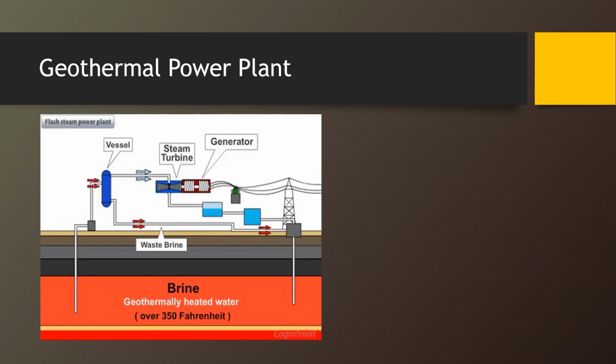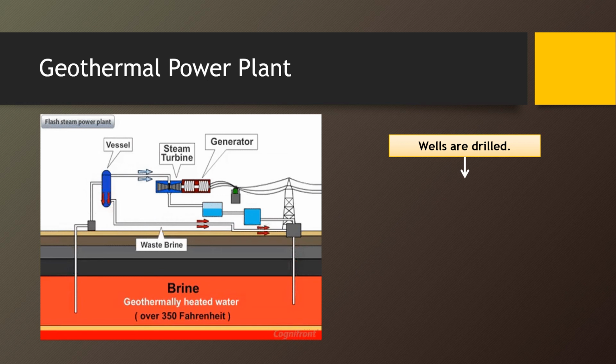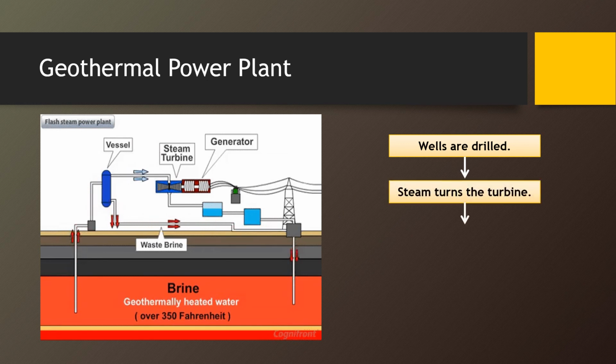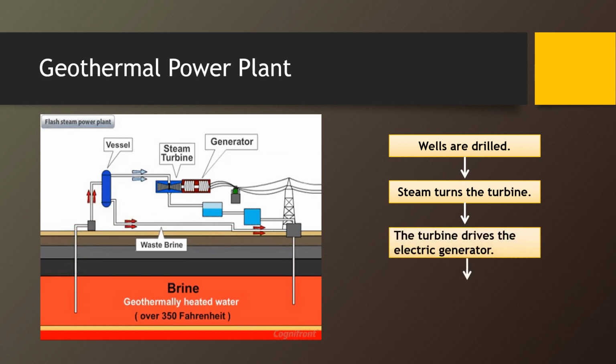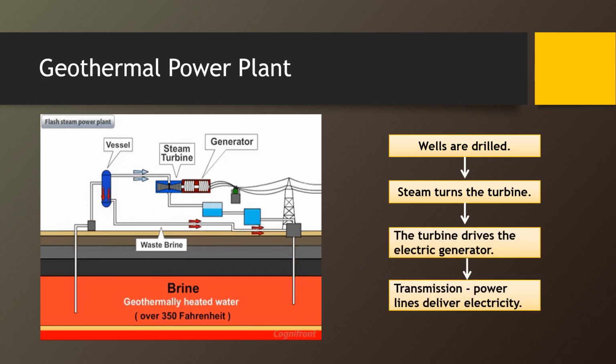To explain it in a simple manner, in a geothermal power plant, the wells are drilled. Then after that, the steam turns the turbine. The turbine drives the electric generator, and from there, the transmission power lines deliver the electricity to our respective houses.